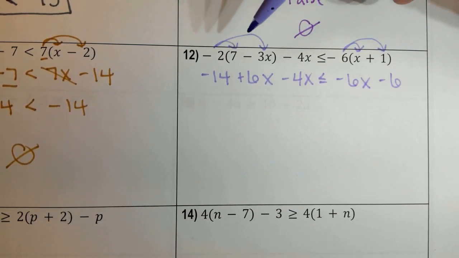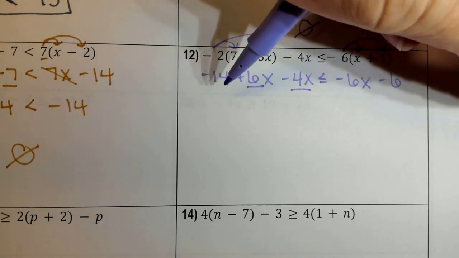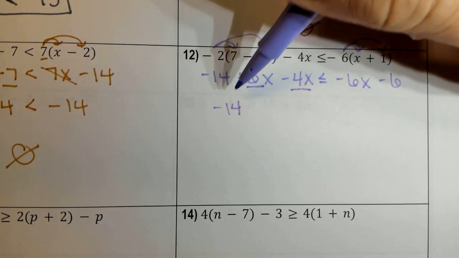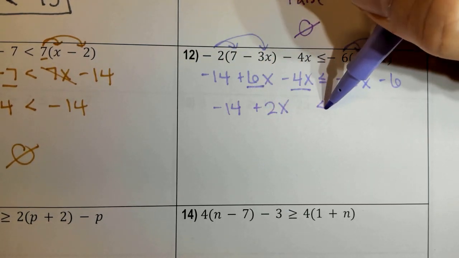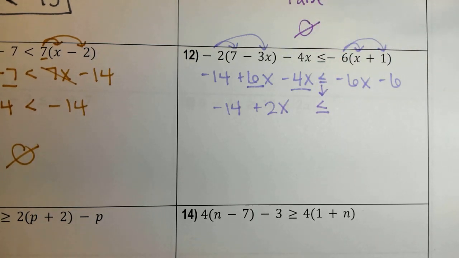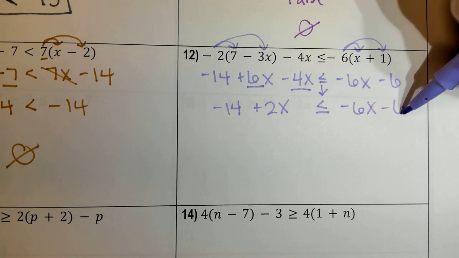All right, now we combine like terms. So on the left, I have two x's. So my negative 14 doesn't change. 6 minus 4 is 2x. Don't forget your inequality symbol. And I can't do anything on the right.